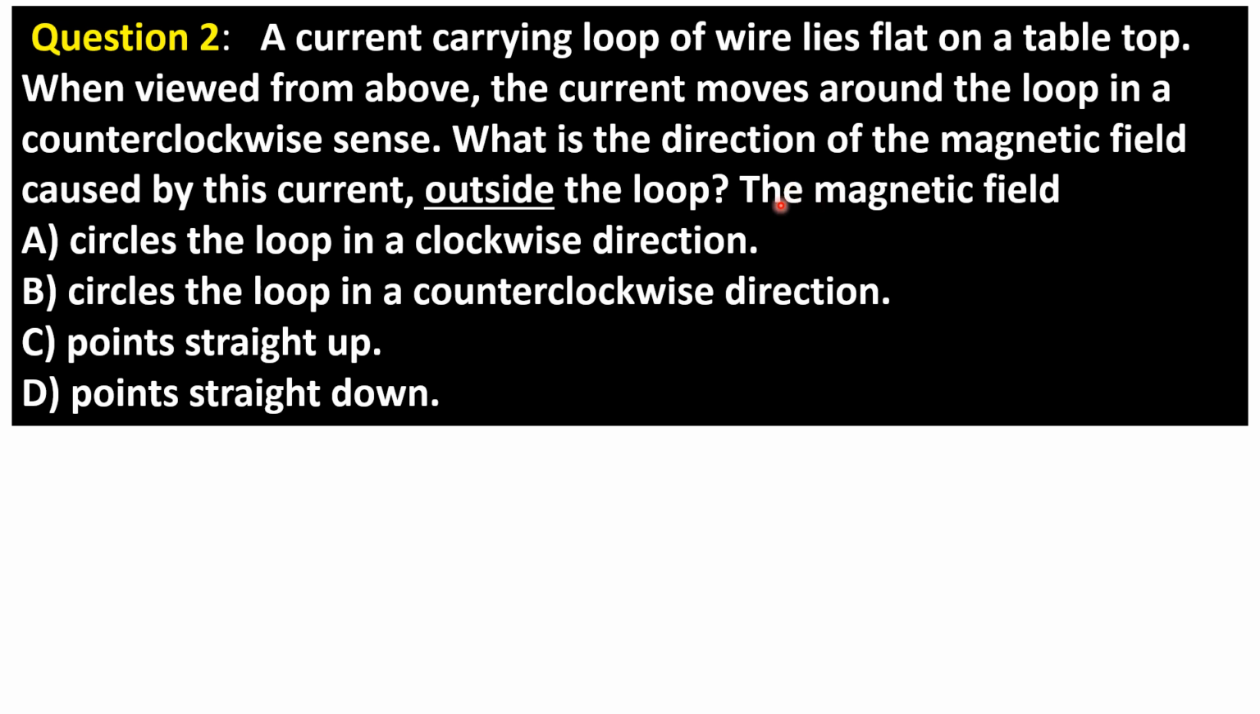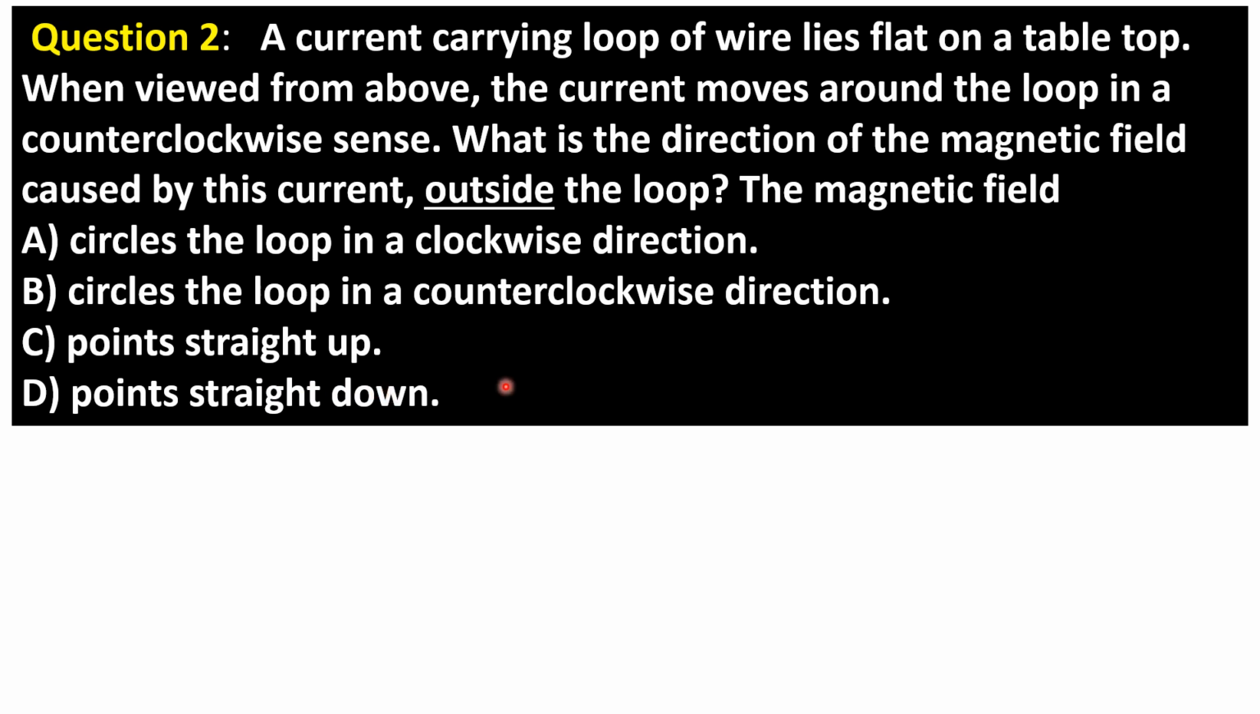The magnetic field, letter A, circles the loop in a clockwise direction. Or letter B, the magnetic field circles the loop in a counterclockwise direction. And letter C, the magnetic field points straight up. And letter D, the magnetic field points straight down.